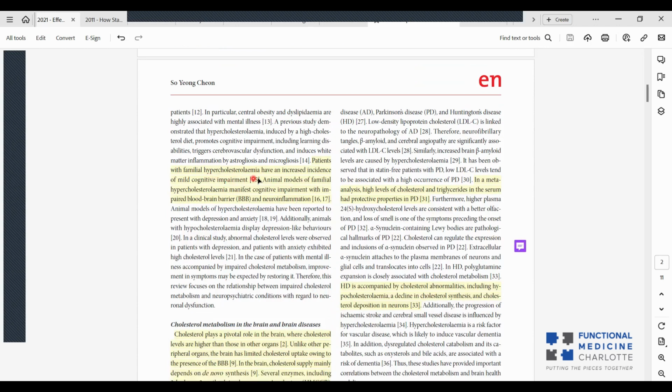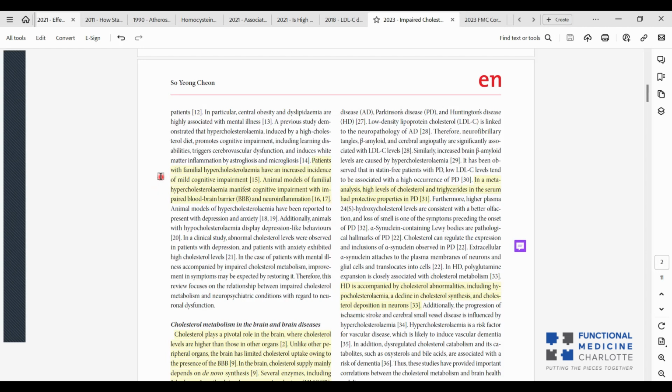Patients with familial hypercholesterolemia have an increased incidence of mild cognitive impairment. Okay, so this right here is saying those people with genetically higher cholesterol have increased incidence of mild cognitive impairment, which is a precursor to dementia. So high cholesterol could impact cognition. That might be brain fog, that might be memory. Okay, so at first blush, okay, high cholesterol could be driving memory loss and cognitive impairment. So let's get on a statin drug. Well, hold your horses there, okay?